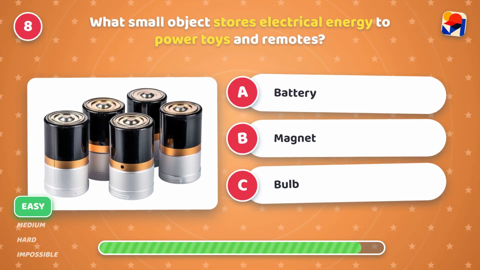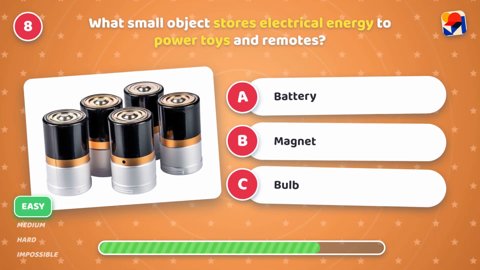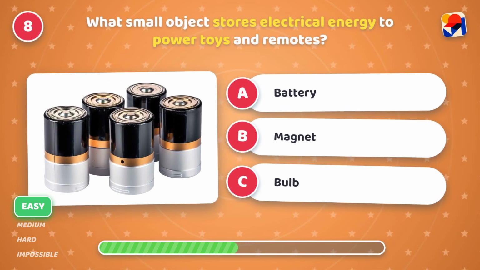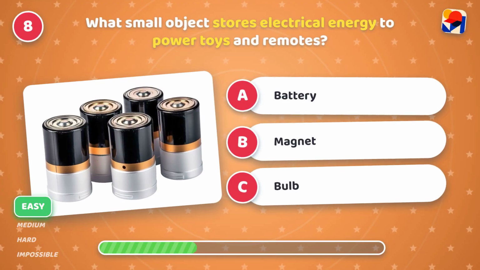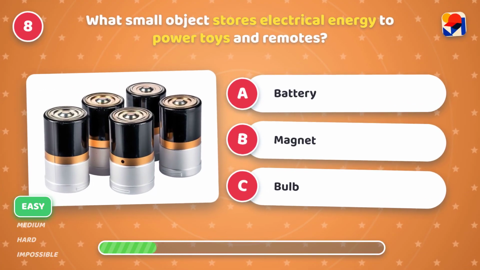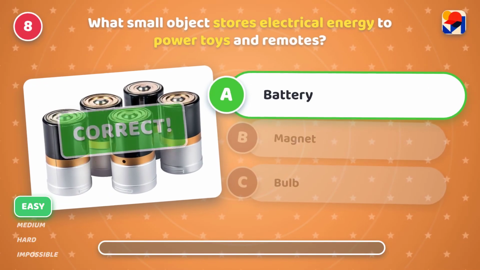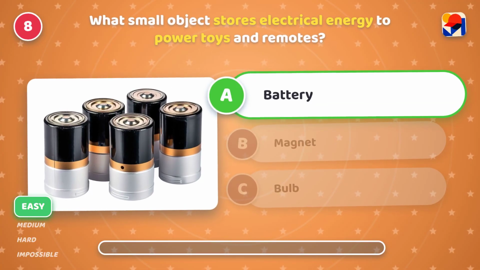What small object stores electrical energy to power toys and remotes? Is it A, battery, B, magnet, or C, bulb? It's A, battery. It powers cordless electronics.